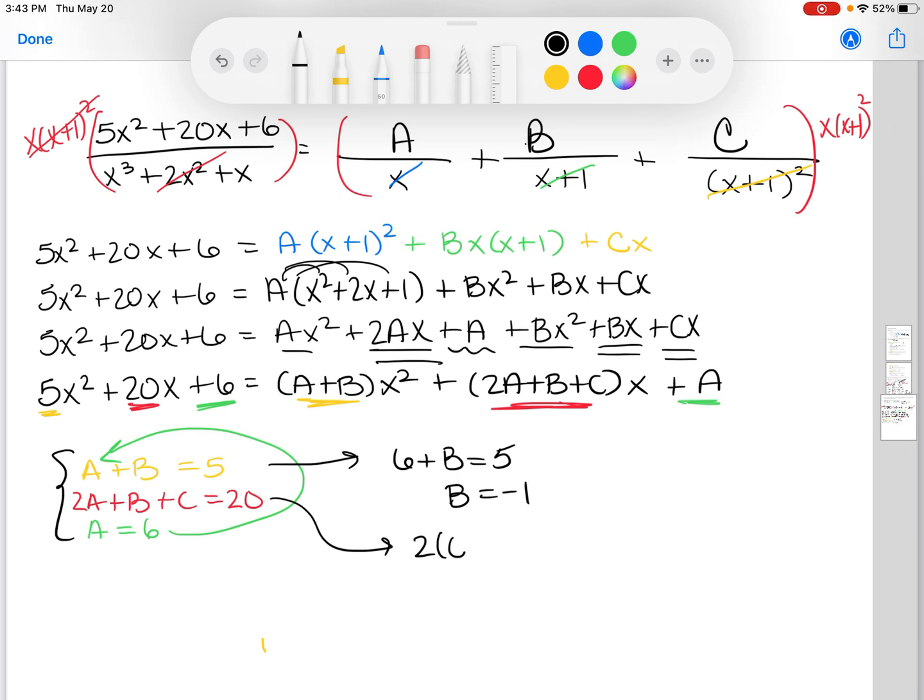And then I can use this equation, 2 times 6 plus -1 plus c is 20. That's 12 minus 1 plus c. 11 plus c is 20. That means that c is going to give us 9.